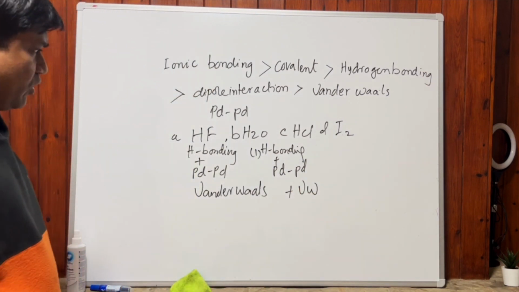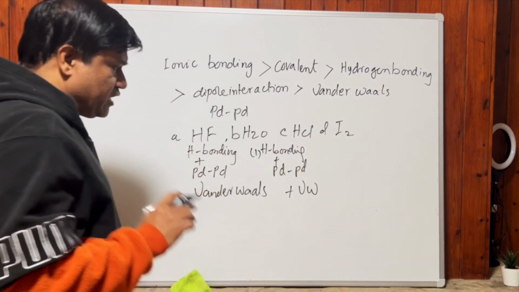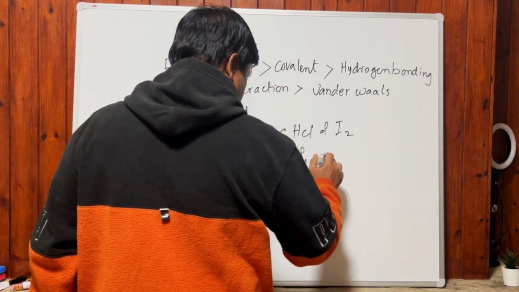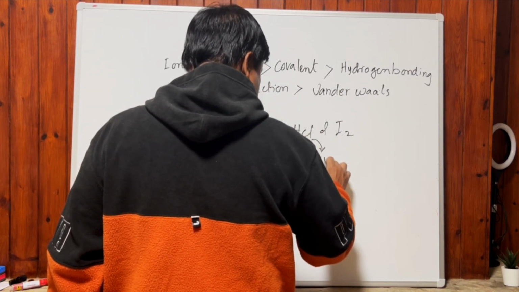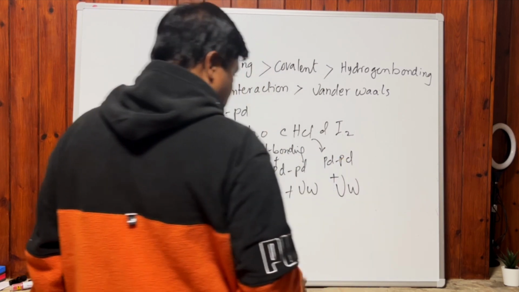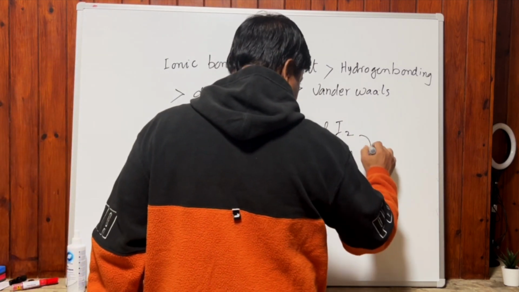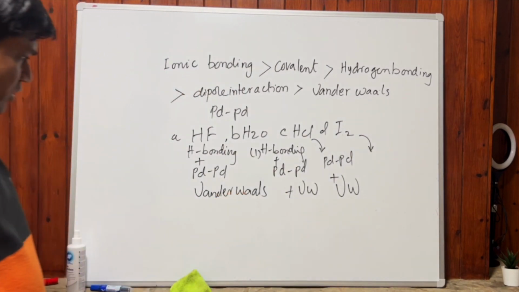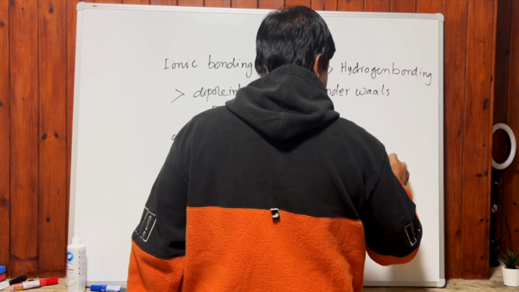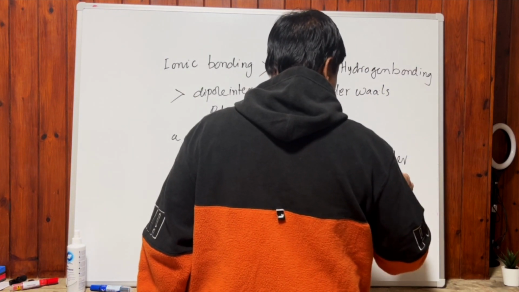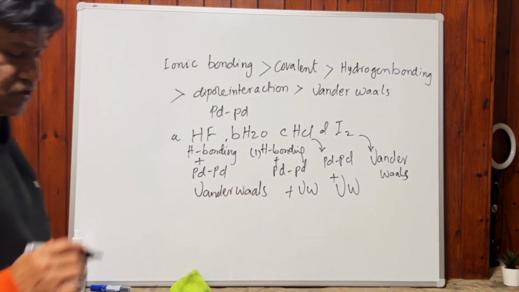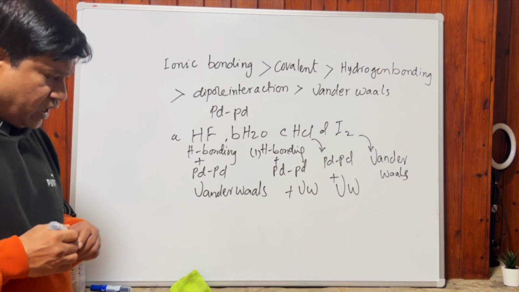Now HCl. Can you guess? HCl has only PD and van der Waals. No hydrogen bonding. So the HCl molecule has PD plus van der Waals force of attraction. And the last one, I2: no hydrogen bonding, obviously no PD, a non-polar molecule. It has only van der Waals force of attraction.